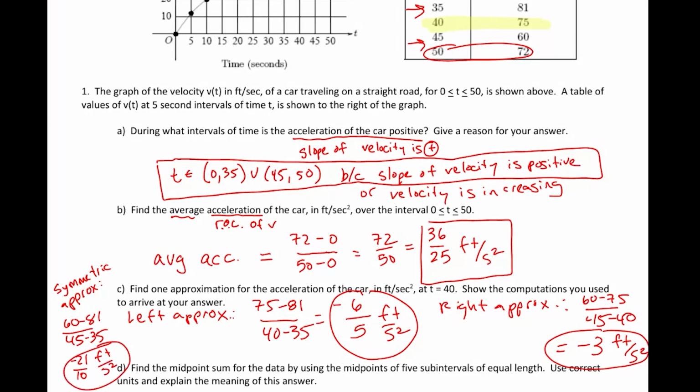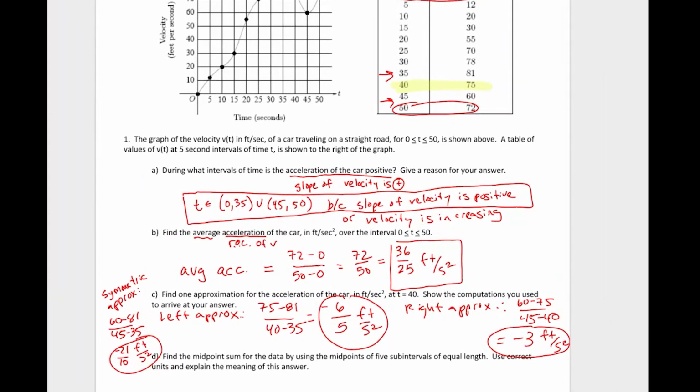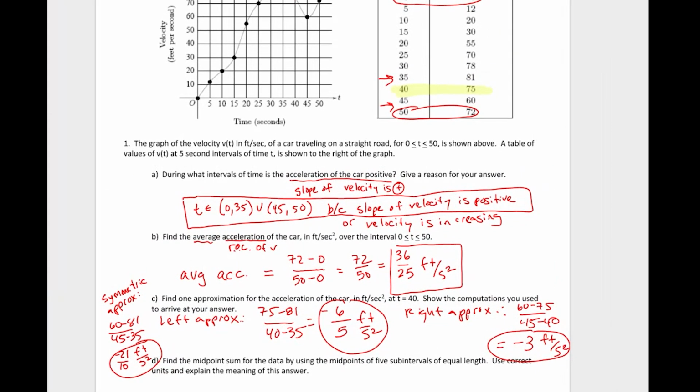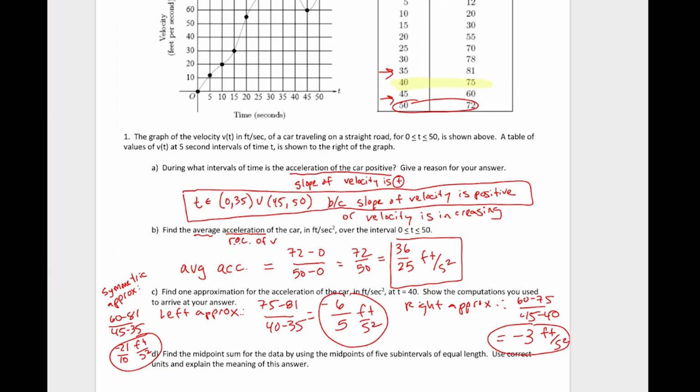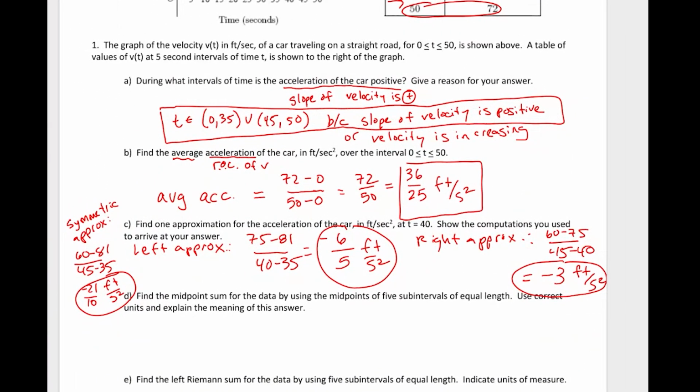So all three of these answers would be right, but you would be expected to get at least one of these, or really only one of them. You don't need to give me two different approximations. It just says find one approximation. But I wanted to work out all three here that you could potentially get so that whichever one you ended up using, you could check to see if you did it right.